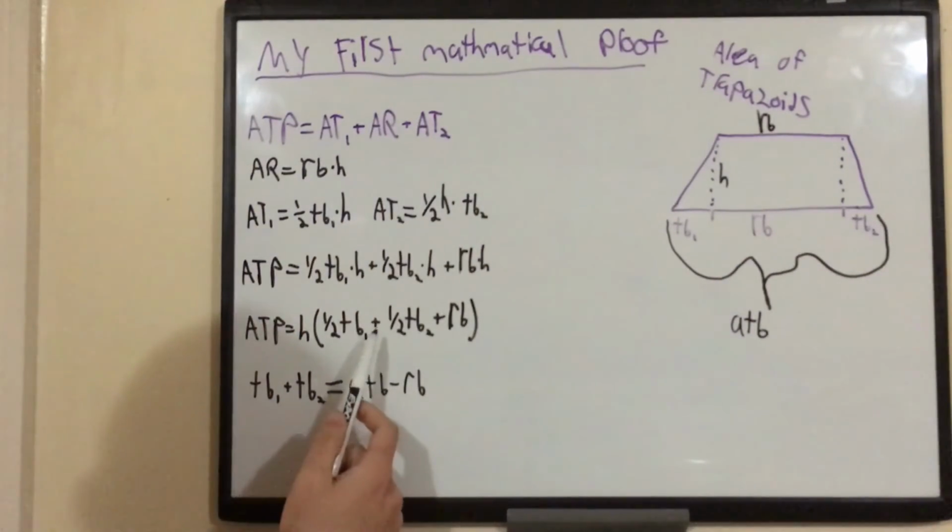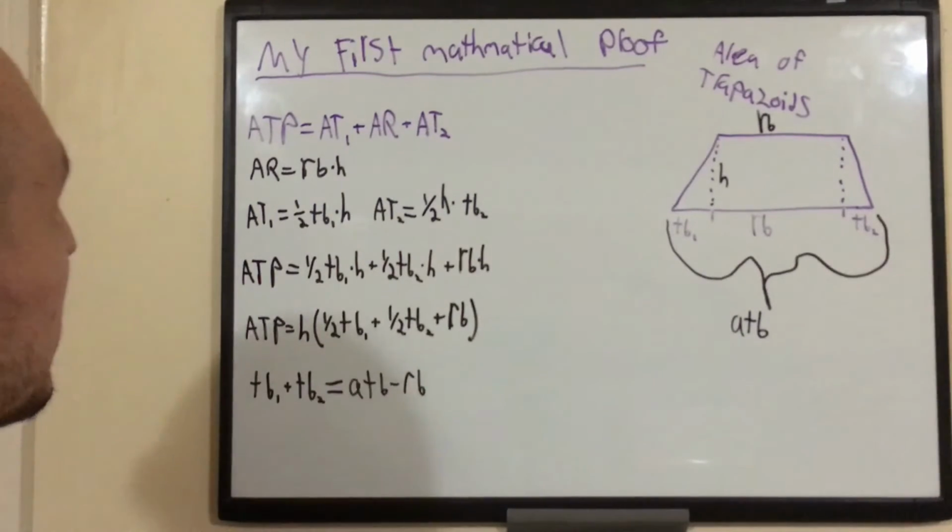I'm going to go back here, and I see these 1/2s. Now RB doesn't have a 1/2.